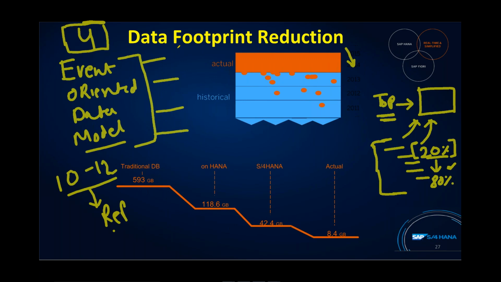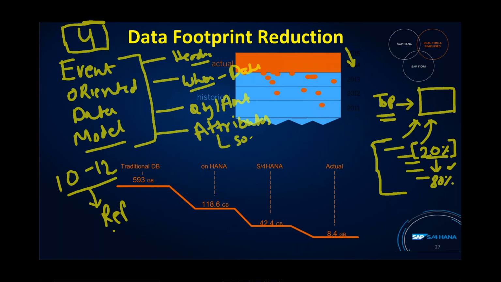So we have a table related to the header, which has all of the header-related information, whether it's a sales order, purchase order, process order, or maintenance order. We have a table related to when, which has all of your dates. Then all of our quantity and amount is in one table. And then all of the attributes, our master data attributes and other attributes like sales org, are in another table. And all of these tables are linked with unique IDs. So this is a very advanced data model.